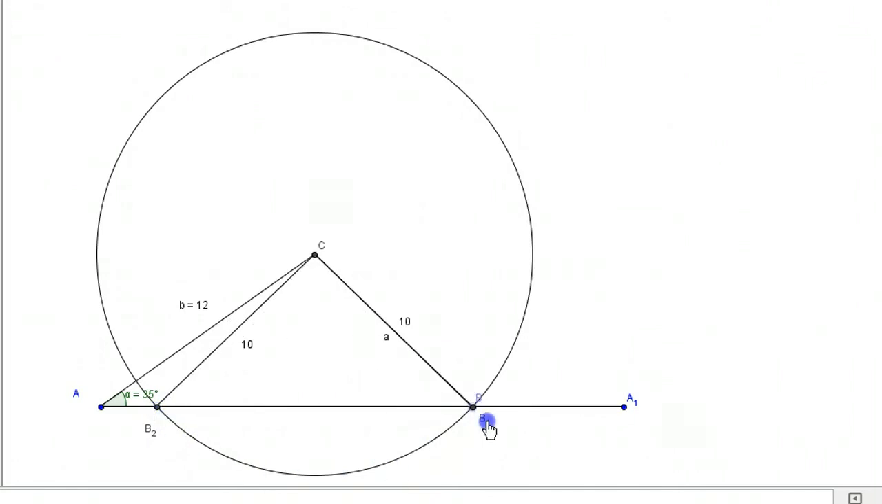So in fact, the reason why we call this an ambiguous case is because I don't know which case we're talking about. Are we talking about this triangle, or are we talking about this triangle? And that is the added consideration we need to take into account.